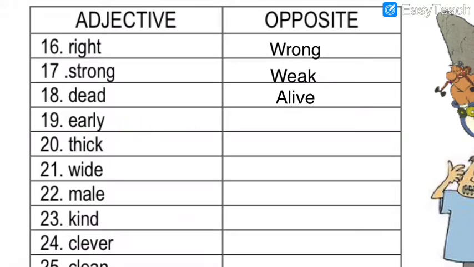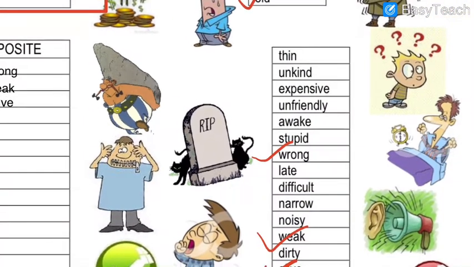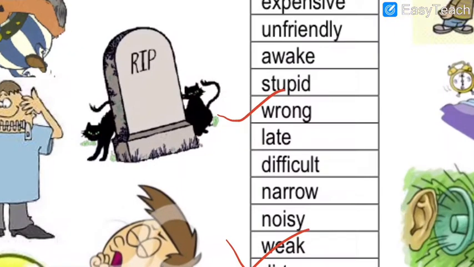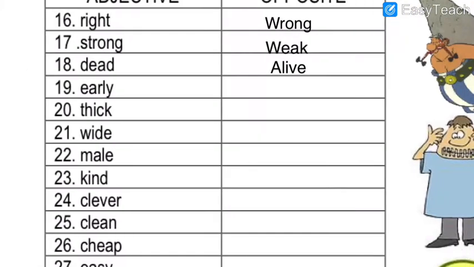Next is early. Again, this question was there in your textual exercise, so you should not take much time to solve this. What is the opposite of early? Try to find out the answer. Your time starts now. 5, 4, 3, 2, 1, 0. So what is the opposite of early? Obviously, late. I came early to school today, but why did you come late? So opposite of early is late.